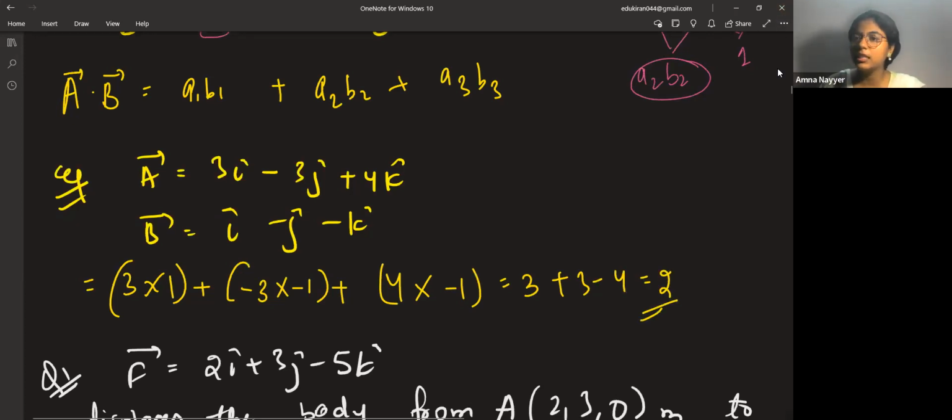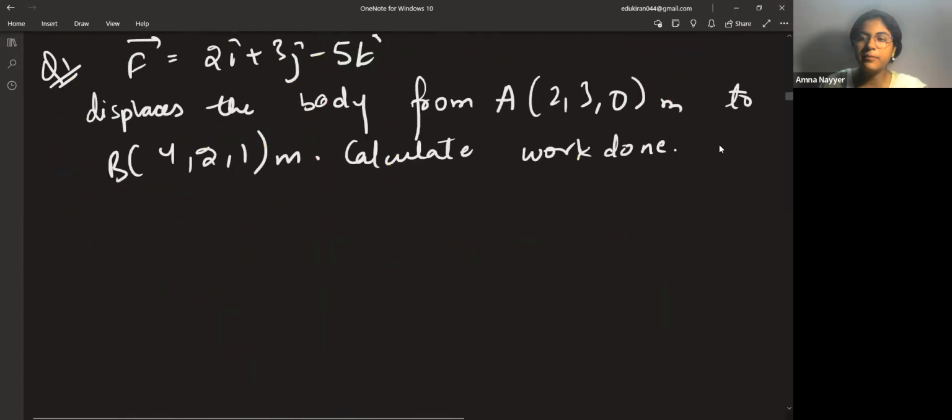So, some more questions, let's see. This says that the force is 2i cap plus 3j cap minus 5k cap, which displaces the body from this point to this point. Now, we do not know the exact values in Cartesian form. What do we know? We only know that it is written in terms of coordinates. So if it is written in terms of coordinates, we'll make it a statement.